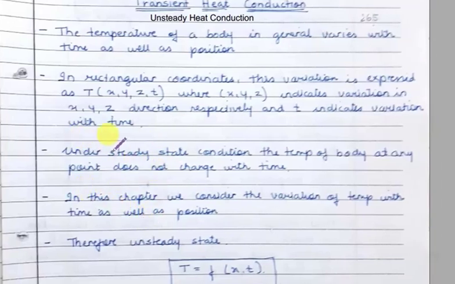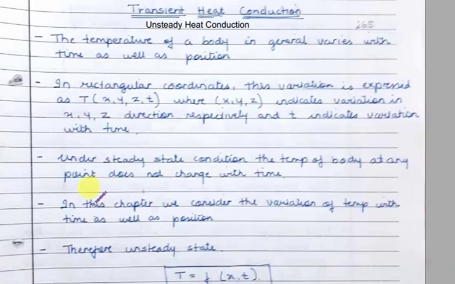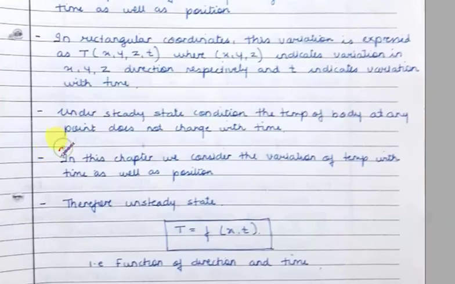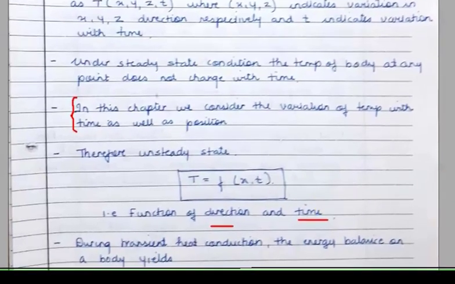Under steady state, the temperature of the body at any point does not change with time. So the temperature remains constant in steady state. In this chapter we will consider variation of temperature with time as well as position. This is called unsteady state heat transfer. Therefore for unsteady state we can write that temperature capital T is a function of direction as well as time, right? This is one important thing you must keep in mind.